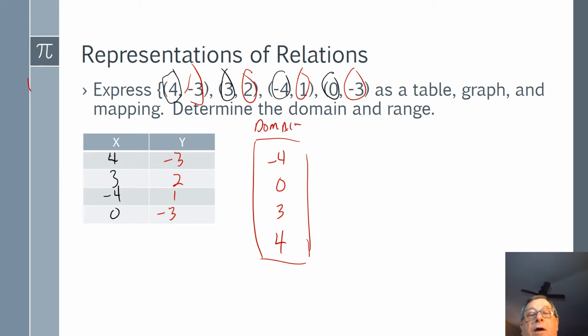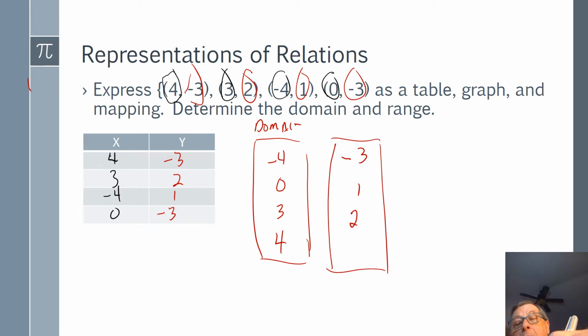Now let's do the y values. We've got negative 3, and we've got 1 and 2. Let's put a box around this. It is the range, or the y values, or the dependent values. Now let's map these. Let's see, negative 4, put this in a different color. Negative 4 went to 1, and 0 mapped to negative 3, and 3 mapped to 2, and 4 mapped to negative 3.